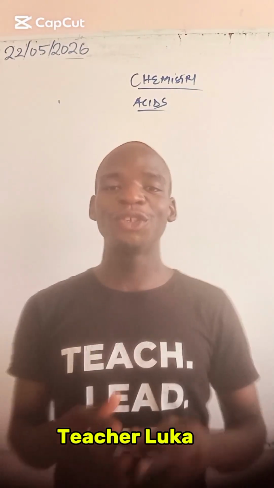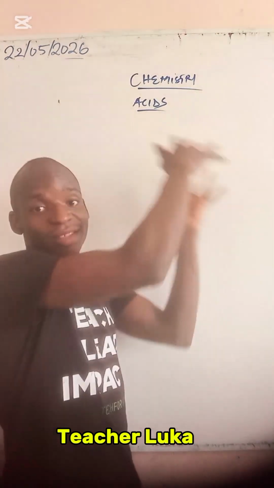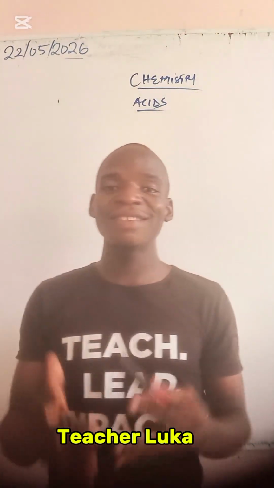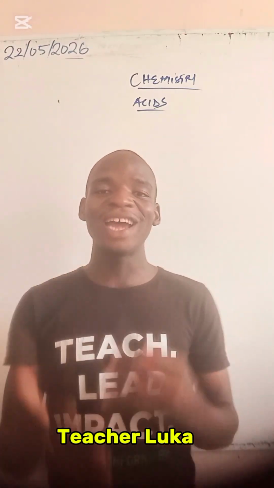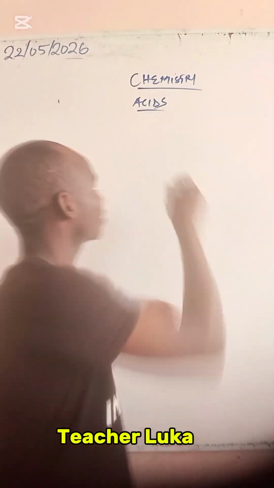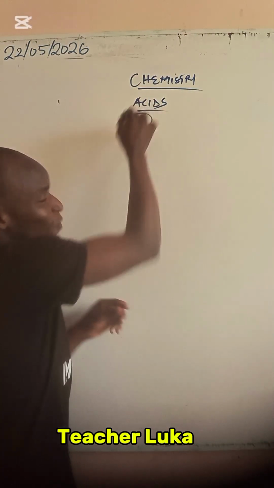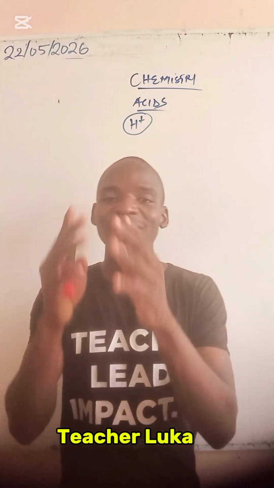Guys, in this video we will be learning about acids. So what is an acid? An acid is simply any substance that ionizes in water to produce what? Hydrogen ions as the only positive ions. Are you following? Now we have two classes of acids.